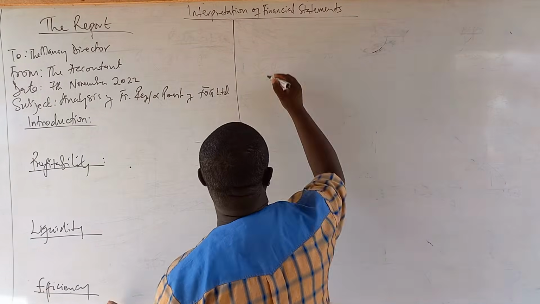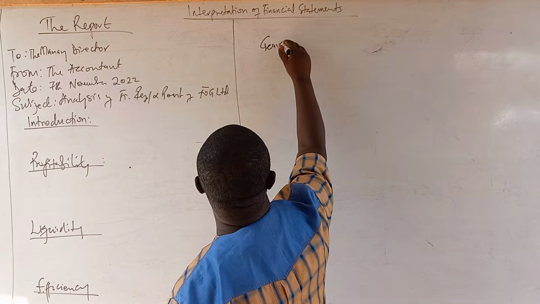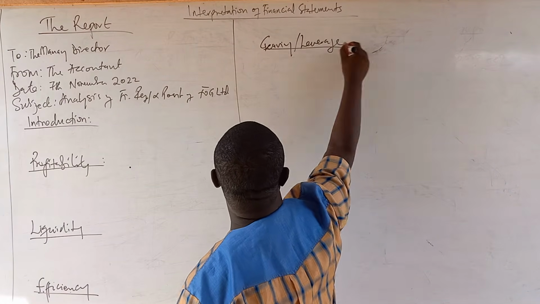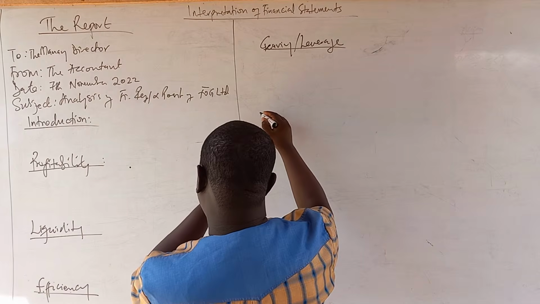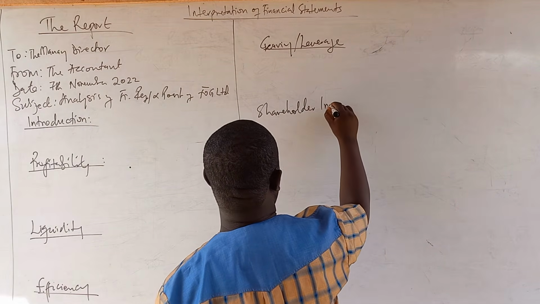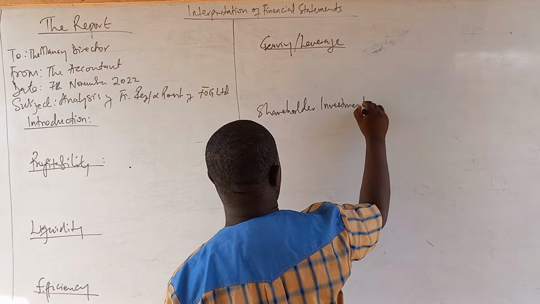So after efficiency, you talk about gearing, like I said on the report, gearing or leverage. And then you also talk about shareholder investments. So these are the 5 headings of the report.